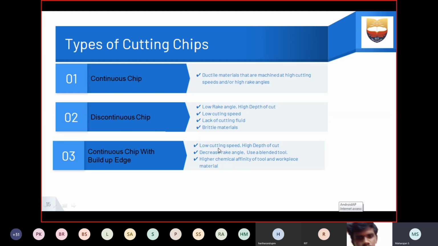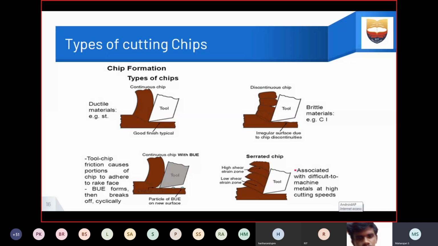We decrease the rake angle using a blunt tool. We give a high depth of cut, and there is a higher affinity between the tool and work material, which creates build-up edge formation on the work material and the finished surface. So these are all the types of cutting chips.